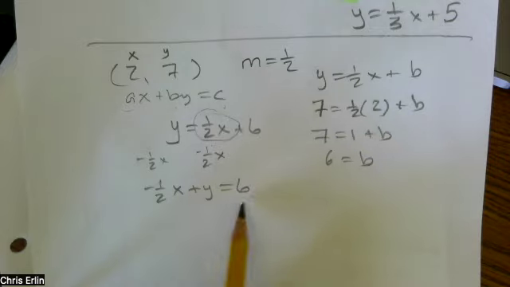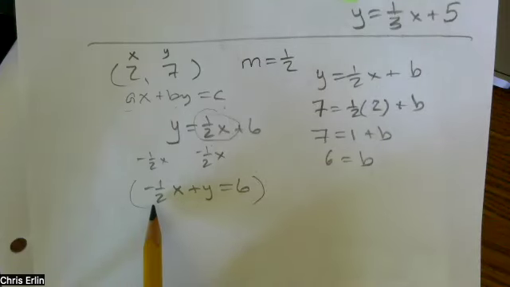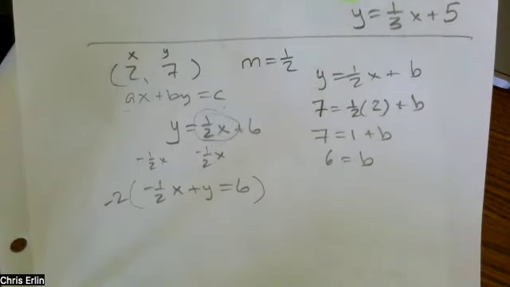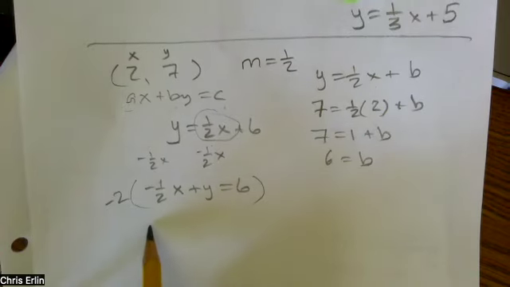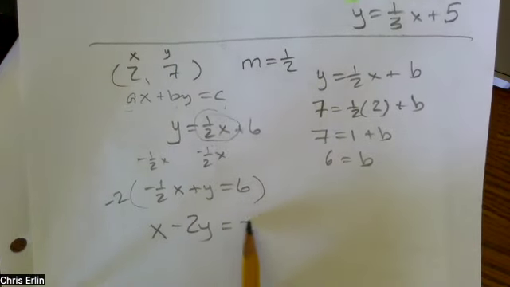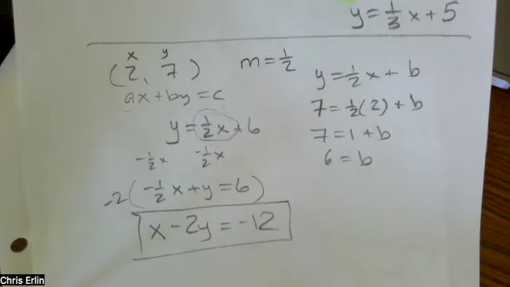So that means it's multiplied by -2 with -1/2 because of the negatives. You could divide it by -1/2, but in this case, I'd probably multiply by -2. That turns this into a positive 1x minus 2y equals -12. And that's a good form of the standard equation.